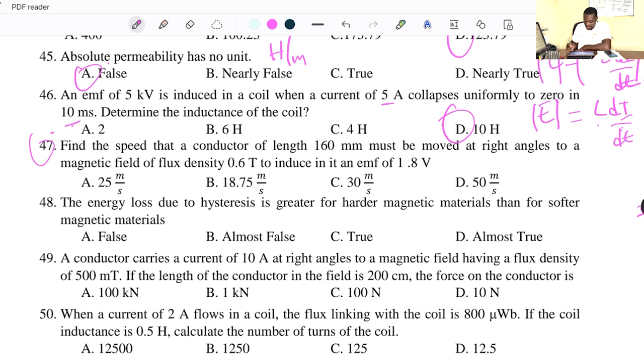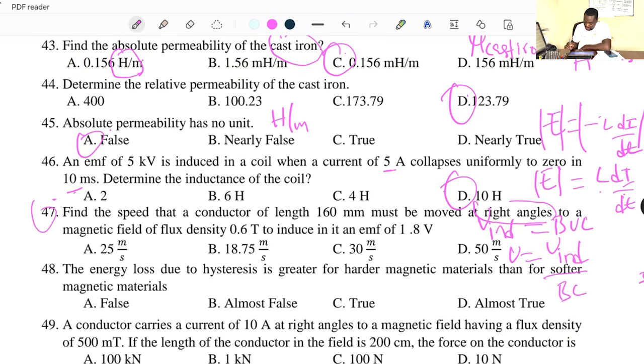When it comes to induced EMF or voltage in a conductor, we have this induced voltage equals magnetic flux density times velocity times the length, right? Because we have been told here, this is at right angle to the magnetic field, so you can use this formula. We make velocity the subject, we have induced voltage over magnetic flux density times length. And what do I get from this?